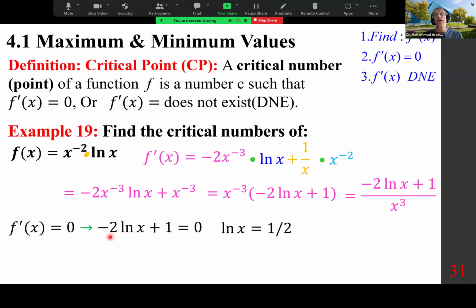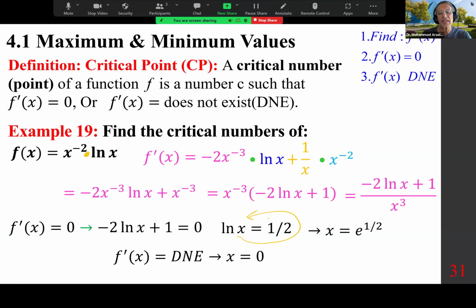ln x is 1/2. So x is e to the power of 1/2. Remember the arrow I showed you for the logarithmic property. So think about this. x is e to the power of 1/2, which is an exact answer. And you keep it as such.